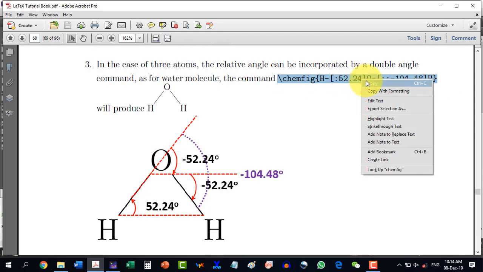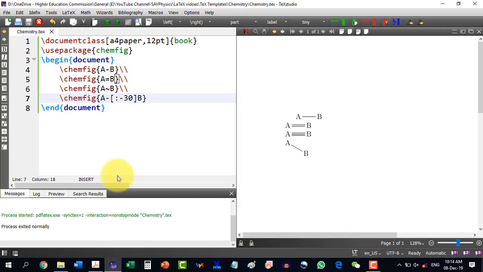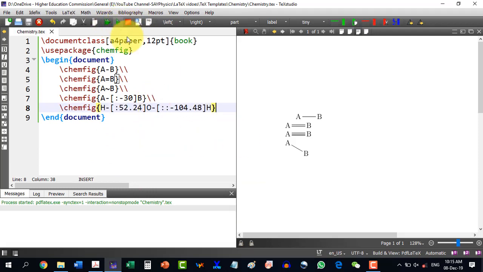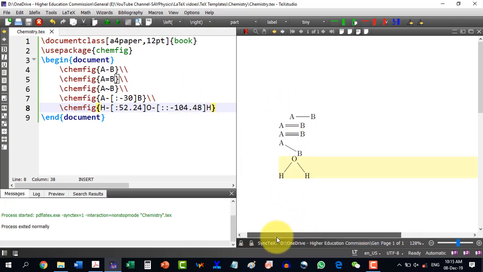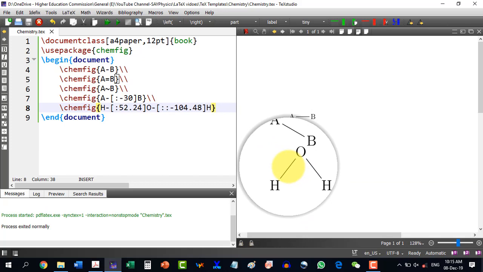Copy, and I paste it here, and I just run this. And it is like this, HOH.